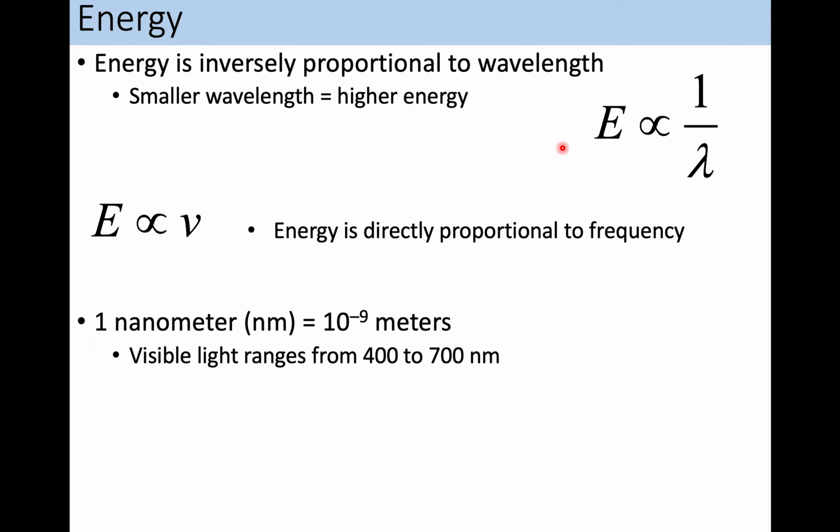So now, thinking about wavelength, we can think about energy. So energy is also inversely proportional to the wavelength. So a smaller wavelength is equal to a higher amount of energy. So this is sort of the same as what we just said. If the wavelength is to go down, the total energy is going to go up, and vice versa.